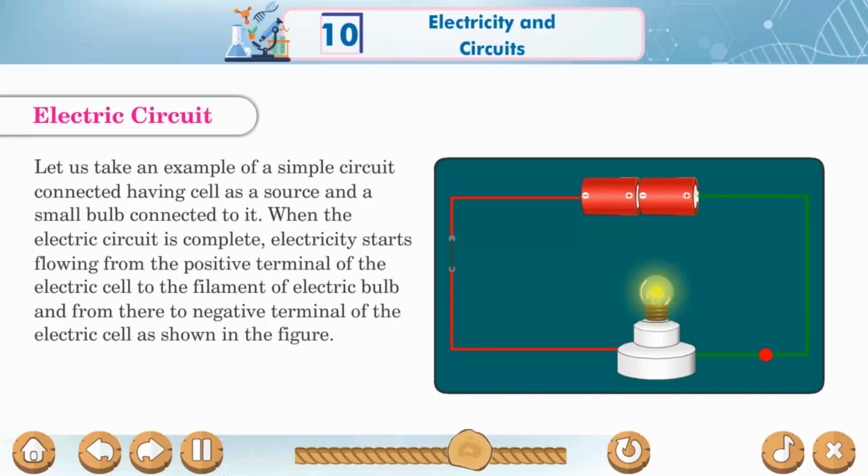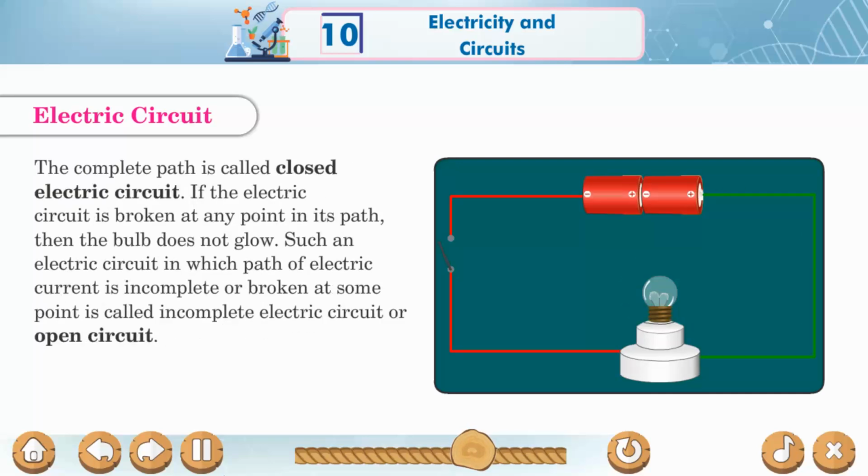the filament of the electric bulb and from there to the negative terminal of the electric cell as shown in the figure. The complete path is called a closed electric circuit.